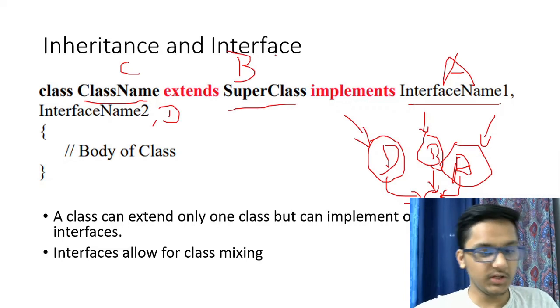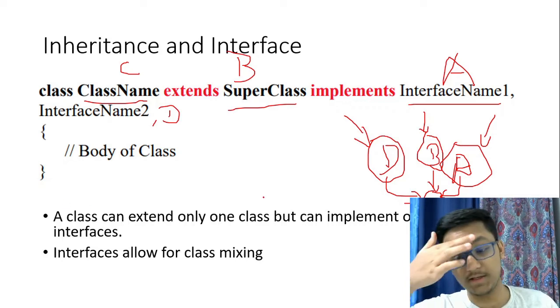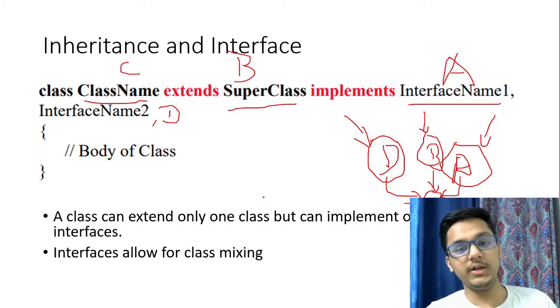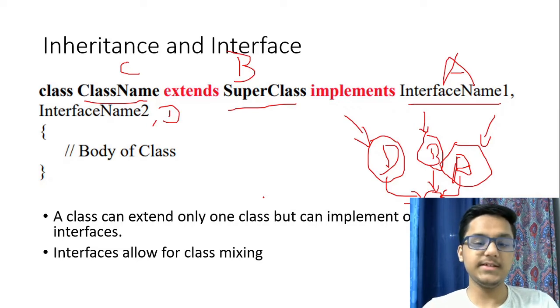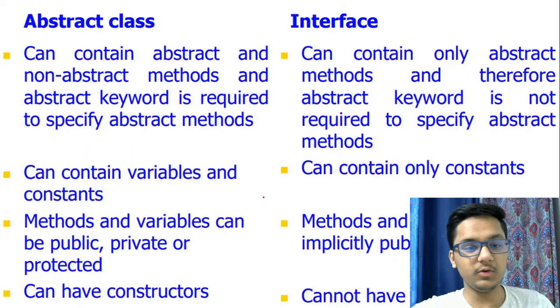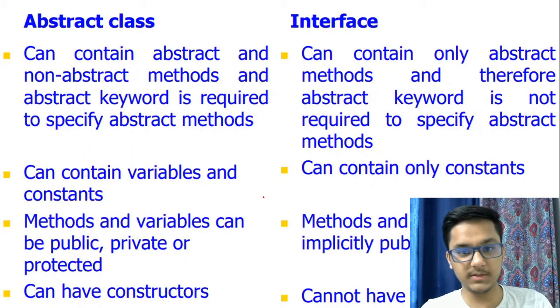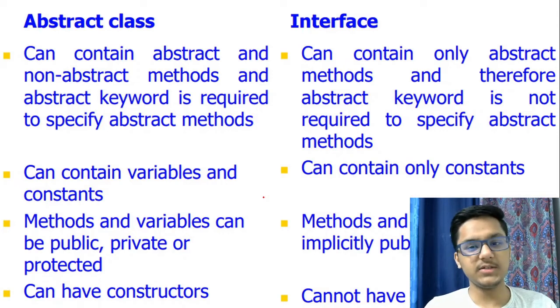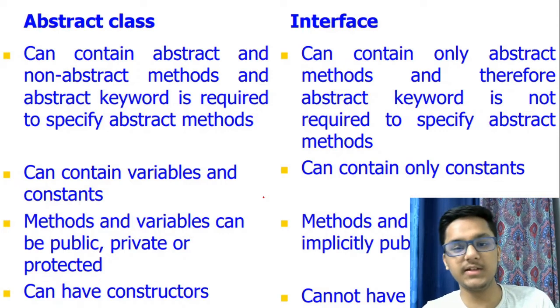So as I mentioned, a class can extend only one class but can implement one or more interfaces. And one major property of interfaces which makes them very useful is that they allow for class mixing. So this is an important point to note: because of interfaces we have class mixing. Now for better understanding, let's have a look at some differences between an abstract class and an interface class.